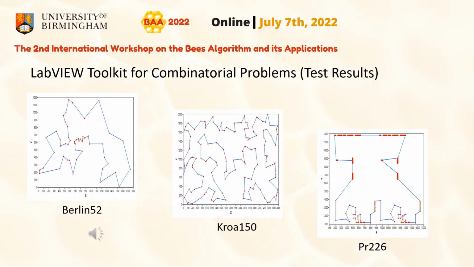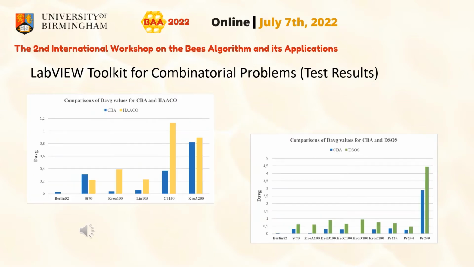You can see on this page some test results of combinatorial problems. The comparison study was made with other metaheuristic algorithms, which are the discrete symbiotic organism search algorithm and the adaptive ant colony optimization. For most problems, better results have been obtained than the other algorithms.